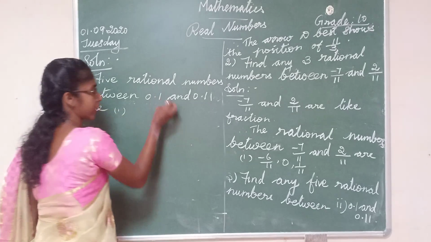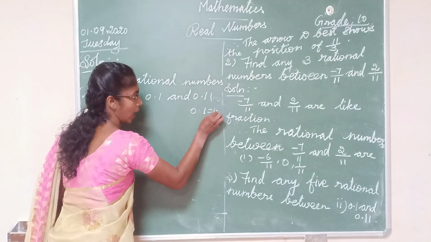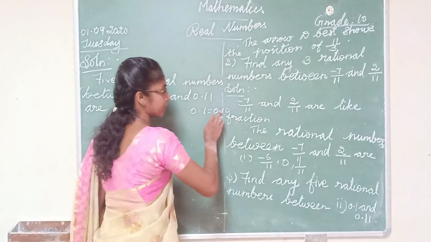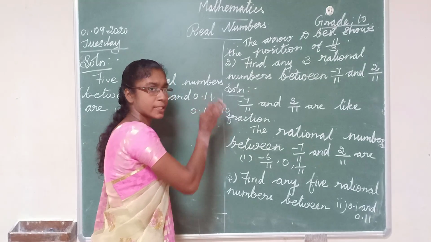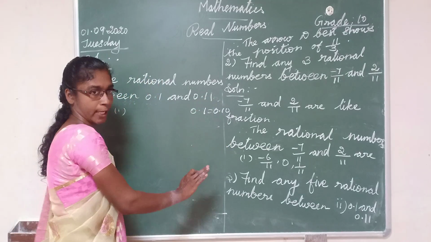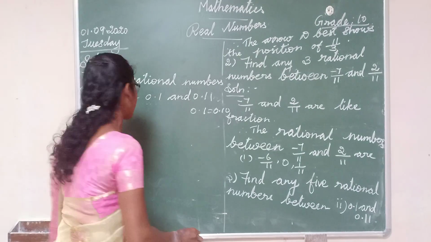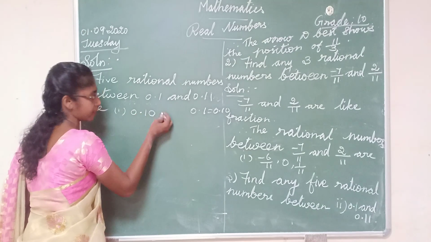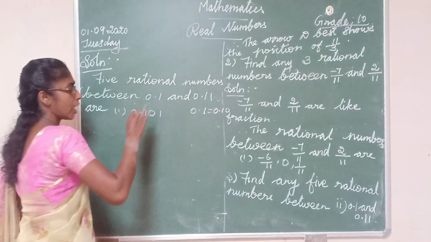This 0.1 you can write as 0.10 also. After the decimal point, on the right side, if you add 0, it means the same, 0.1. You can write 0.10 also. 0.11 let it be. In between these two numbers, we have to write 5 rational numbers. What are they? 0.10, and after that you write 1 or 2. Any 5 numbers we can write.